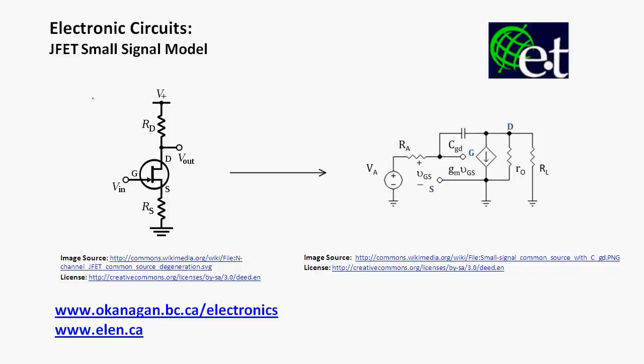David Williams here, and talking to you about JFET small signal models. What we're going to do in today's video is figure out how to go from a circuit like this one right here, to a circuit like this one right here.